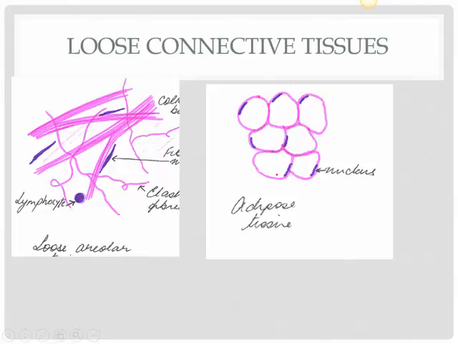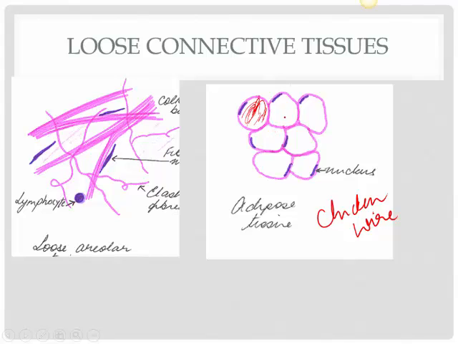Another type of loose connective tissue is called adipose tissue, where the cells are packed closely together, giving what kind of appearance? Chicken wire appearance. It looks like a chicken wire. The cell is full inside, the cell which is called the adipocyte or adipose cell. This area is full of fat. So when it's full of fat, it tends to push the nucleus to one corner of the cell, the periphery of the cell. So the nucleus is usually peripheral.